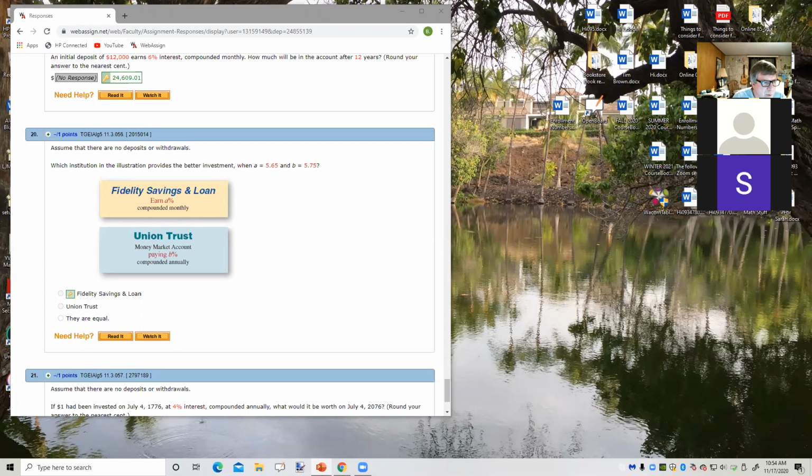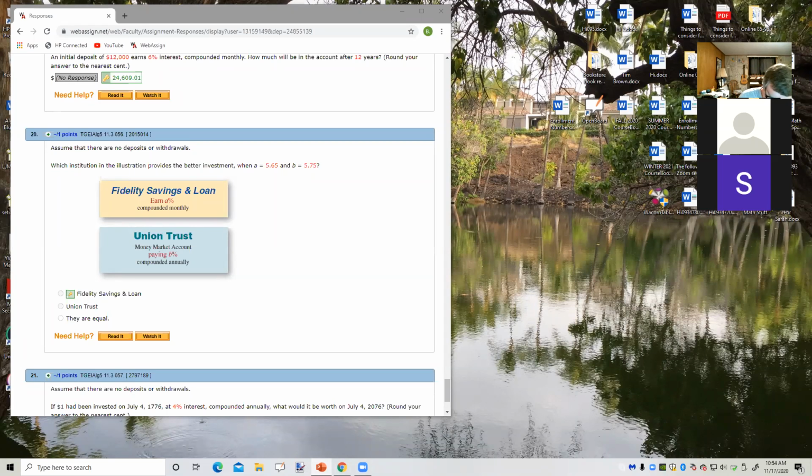Assume that there are no deposits or withdrawals. Which institution in the illustration provides the better investment? A is 5.65 and B is 5.75. Now, one of them is compounded monthly and the other one is compounded annually. So it's like we're comparing apples and oranges, because you might look at A and B and say, well, B is a better interest rate. True, but A is compounded 12 times a year and B is only compounded once. So let's see how that's going to work out.